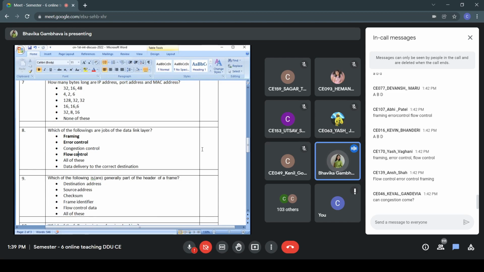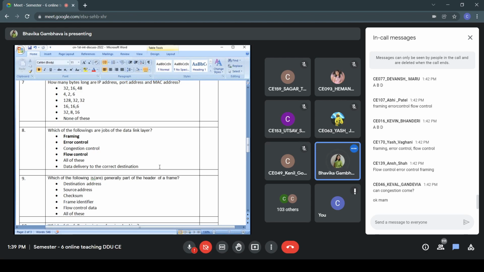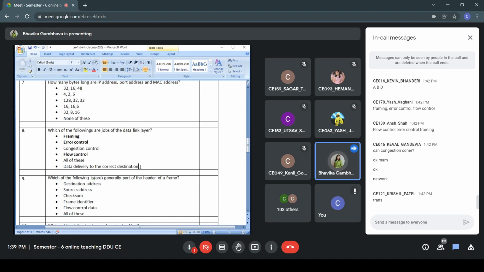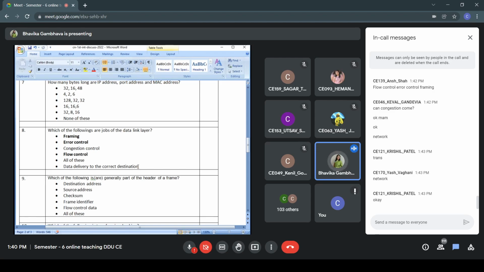No, congestion control cannot come. Here we don't deal with congestion or traffic. Congestion control is not part of the data link layer. Congestion control is attempted at the network layer and transport layer. Similarly, you cannot write this, that data delivery to the correct destination. That is done at which layer? Network layer, true. No, Krishil, transport layer would be responsible for the process to process delivery or end to end delivery. When I say destination, we mean the host or the system or the correct computer, the correct IP address. That is what we mean by that.